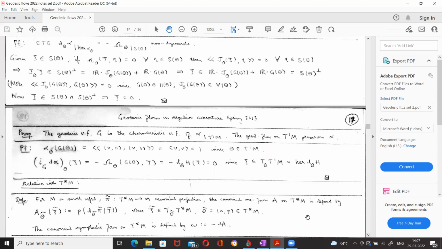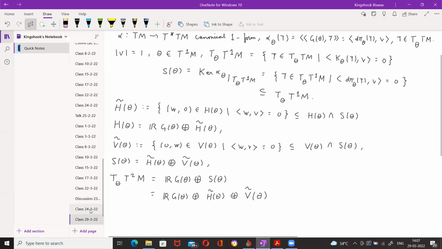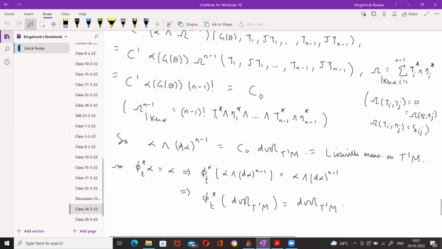Before we proceed, since I said last time that this alpha wedge d alpha power n minus 1 is, up to a constant, the volume measure of T1m, which is also called the Liouville measure on T1m. And so the geodesic flow preserves the Riemannian volume of T1m. Before we go any further, I want to say how to calculate integrals with respect to this Riemannian volume measure on T1m.